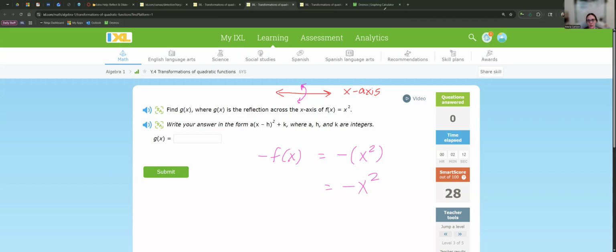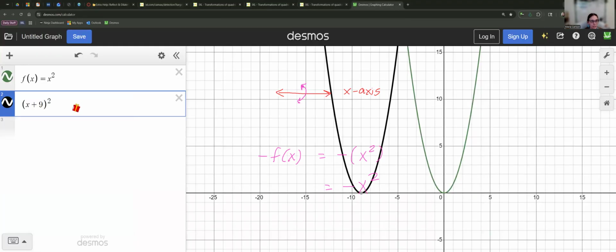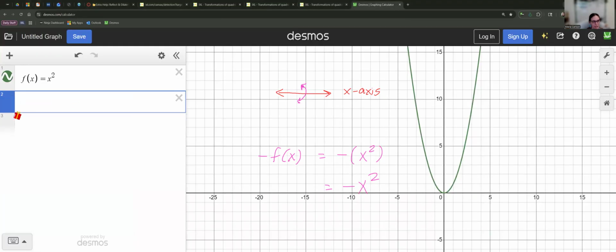And you can see this if we graph it in Desmos. We have f of x equals x squared. If we rewrite this as negative x squared, outside of parentheses, it's really like negative being multiplied to x squared. It is the reflected function on the other side of the x-axis.